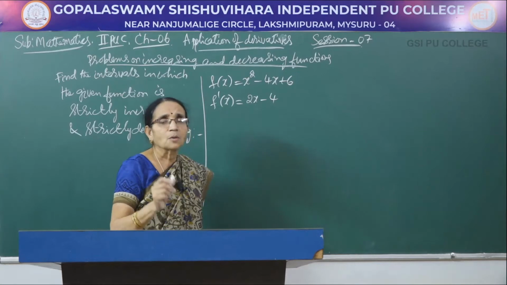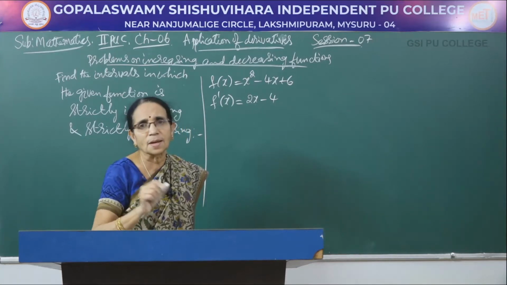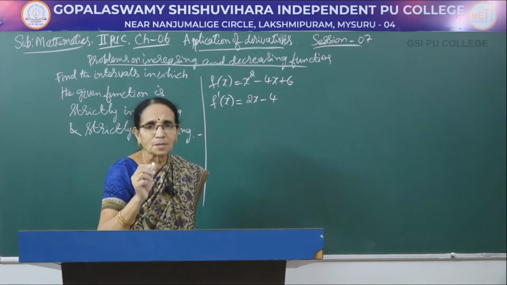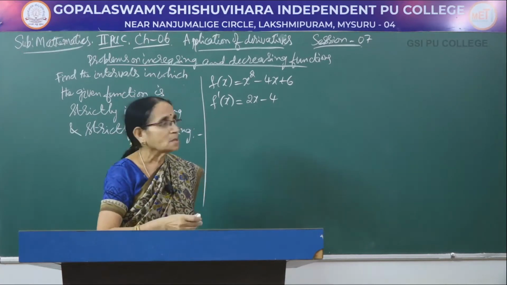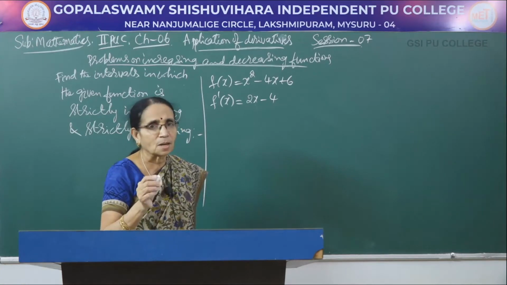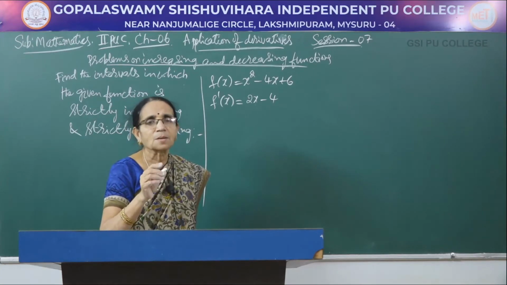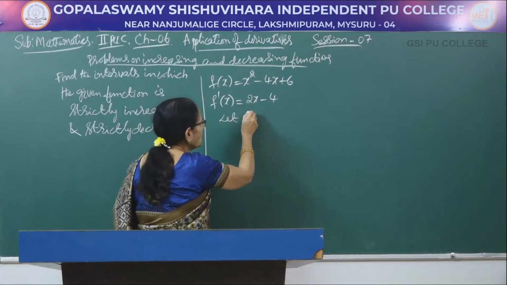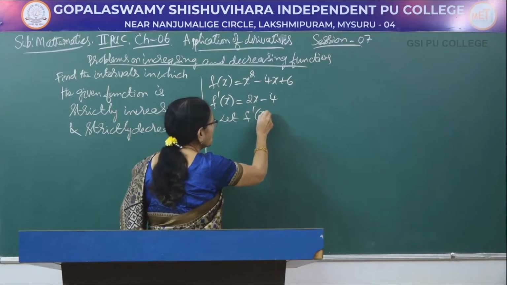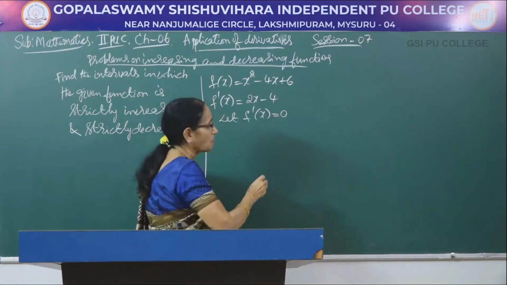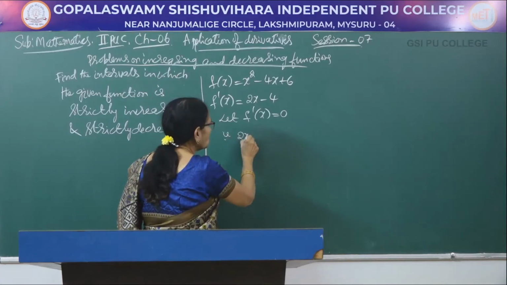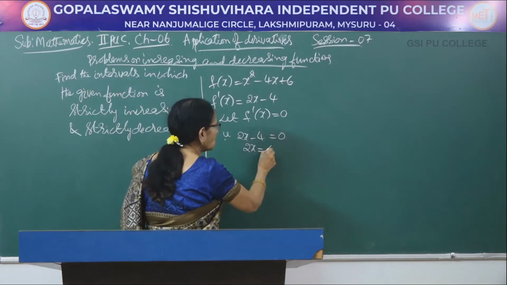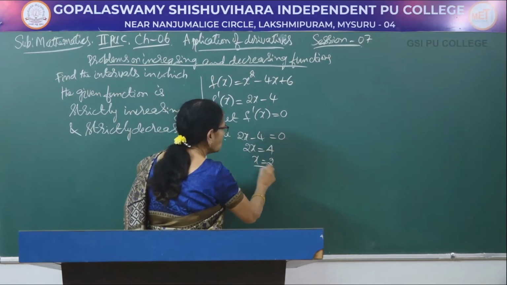Now, you know that if f dash x is greater than 0, it is strictly increasing. If f dash x is less than 0, it is strictly decreasing. If f dash x is exactly equal to 0, then we call it a constant function, that is nothing happens at that point, it is neither increasing nor decreasing. So, to know that value, let me equate the first derivative to 0, that is 2x minus 4 is equal to 0, that implies 2x equal to 4, or x would be equal to 2.